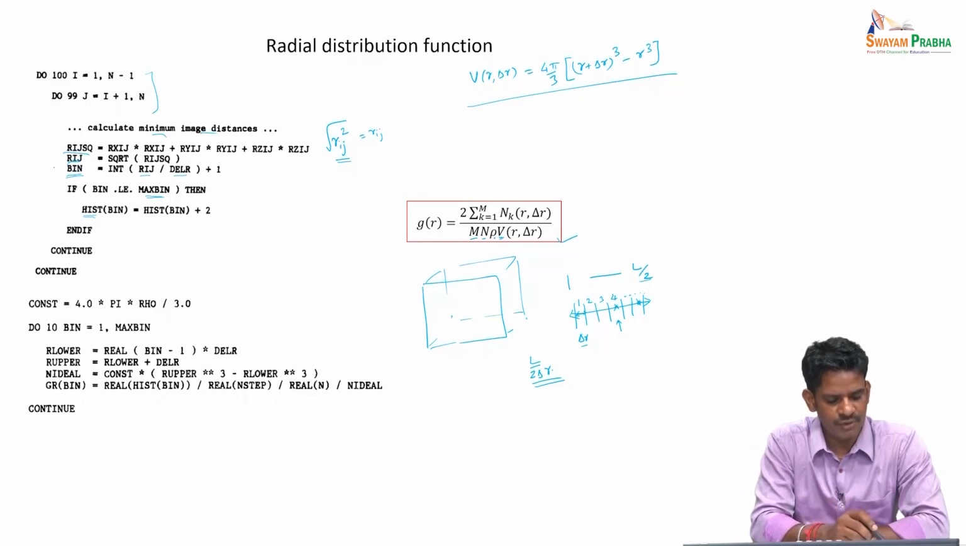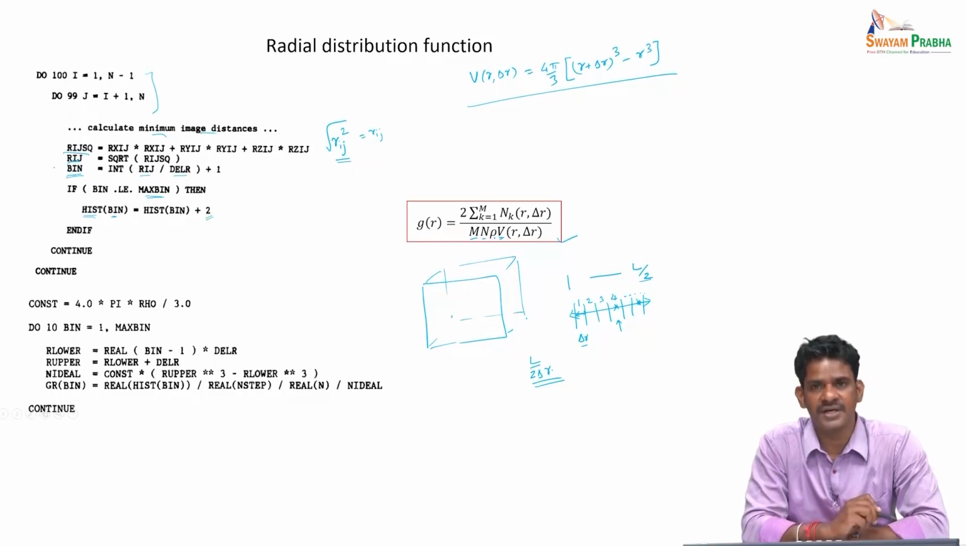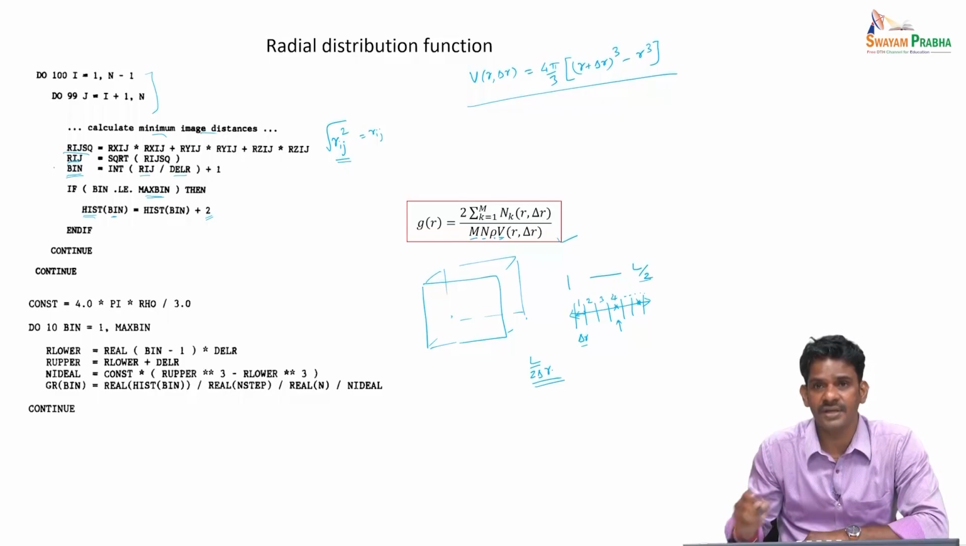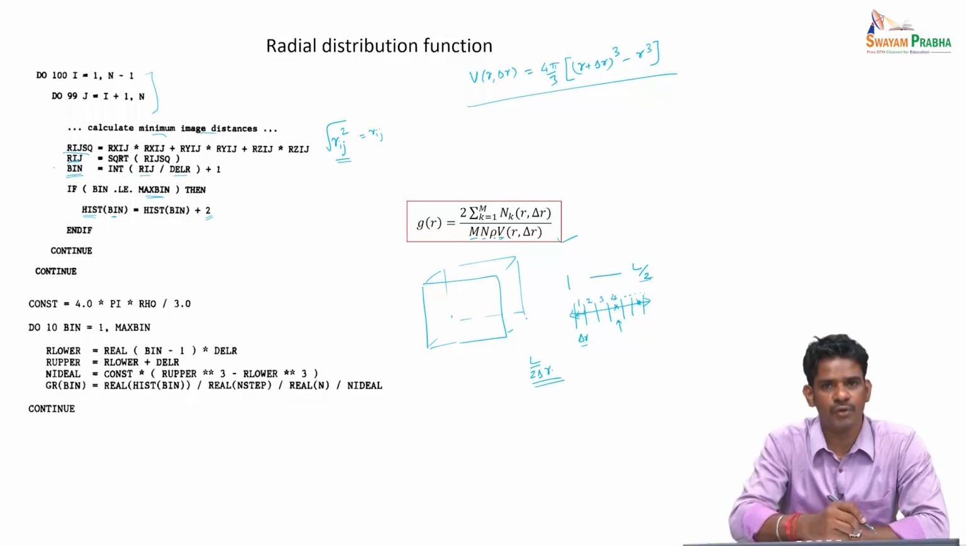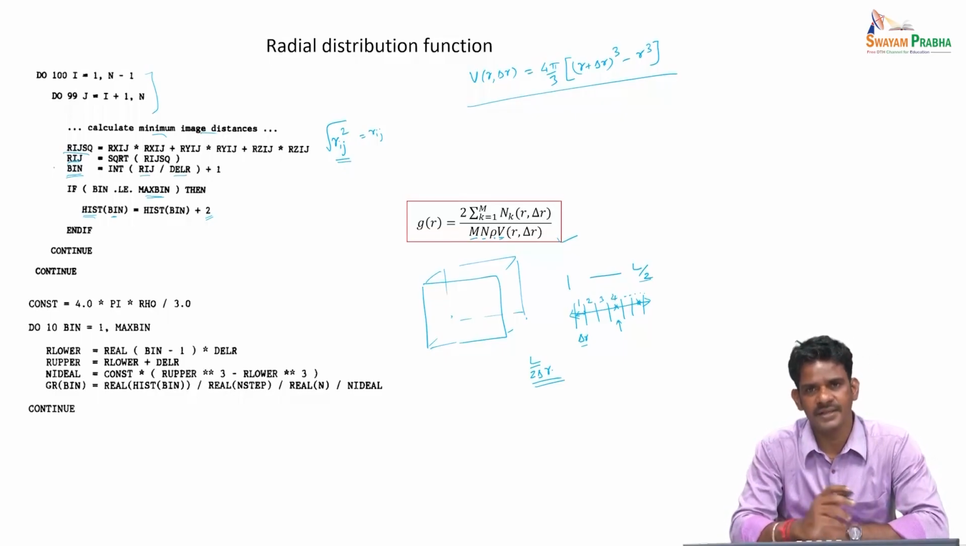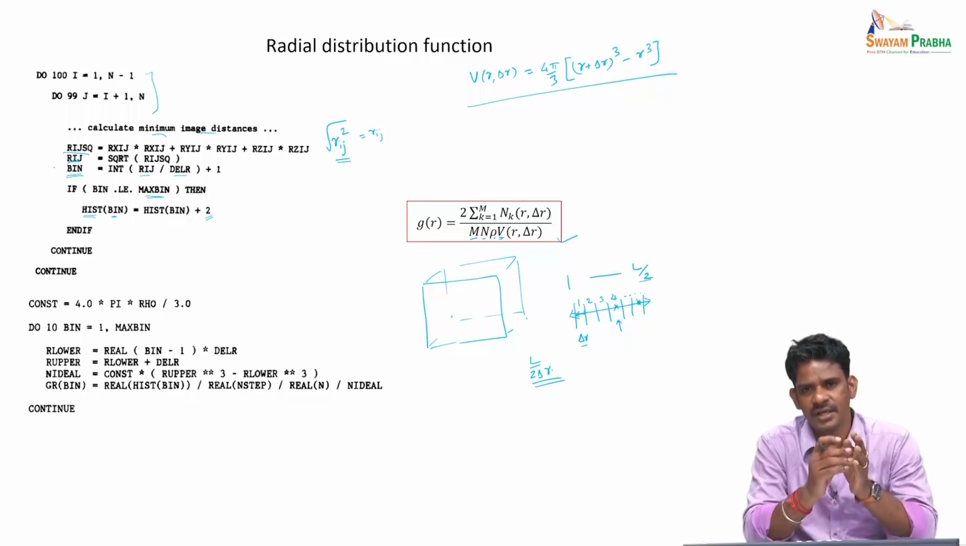So, corresponding to the bin index for this particular pair, we increment the particles by 2, because both i and j are in the same bin here, and then we do this over and over for all the pairs. In summary, what we are trying to do is this: first we calculate the pair distance between i and j, and this i and j loops over all the possible pairs.